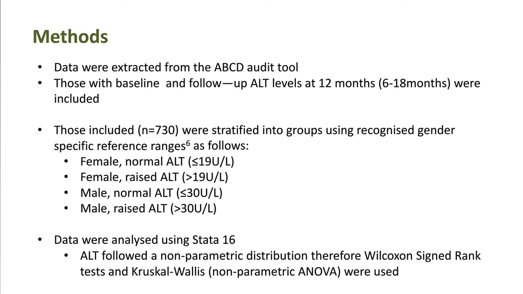For this analysis, data were extracted from the ABCD audit tool, and those with baseline measurements and follow-up ALT measurements at 12 months, allowing a 6 to 18 month range, were included. Of a total of 730 patients identified, these were then stratified into groups using recognised gender-specific ALT reference ranges as follows. Data were analysed using Stata 16 and non-parametric methods due to skew of ALT.